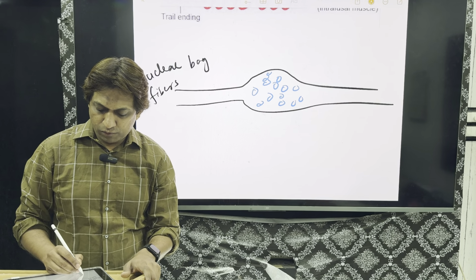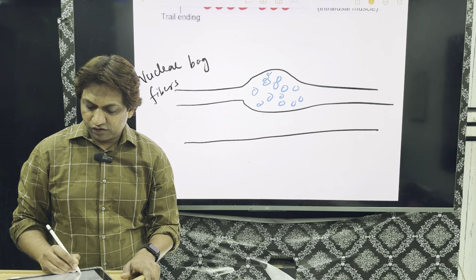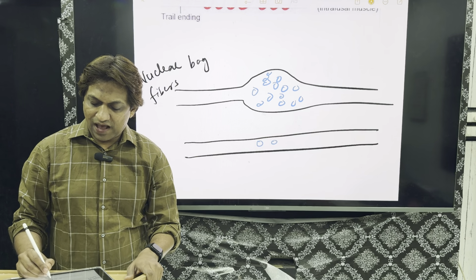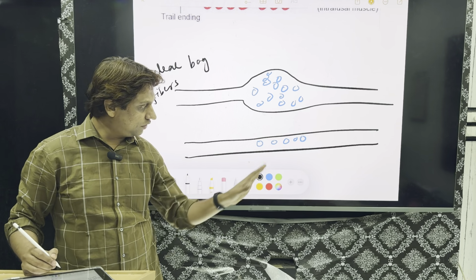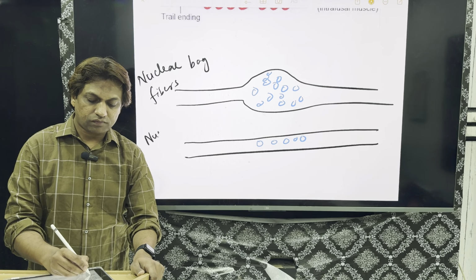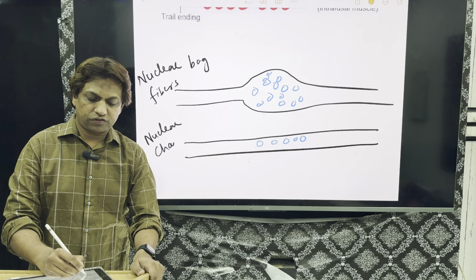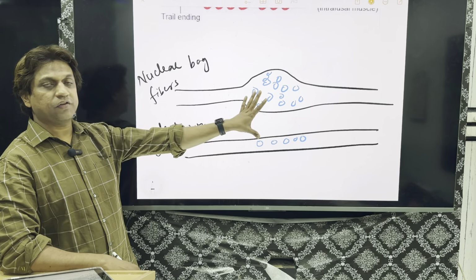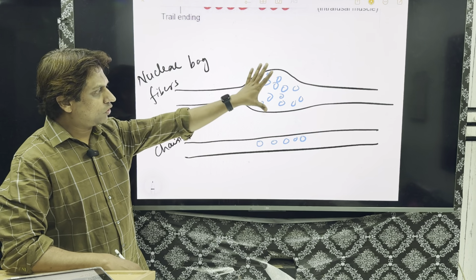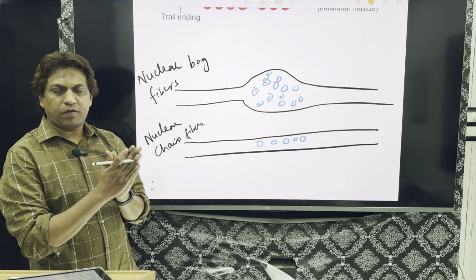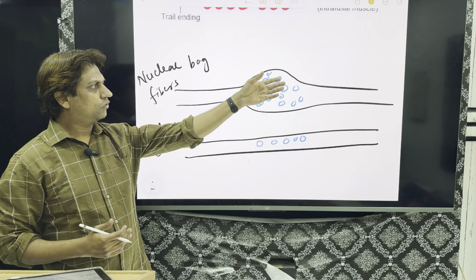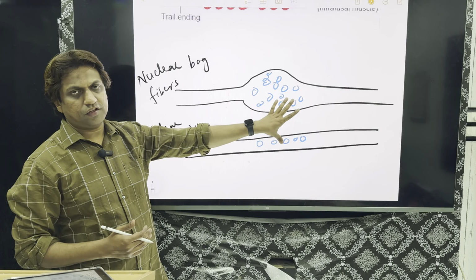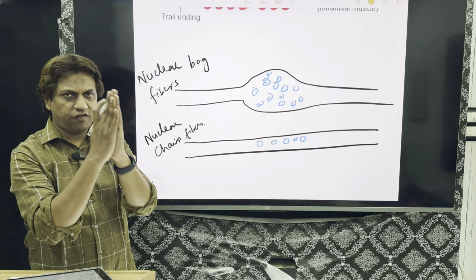Similarly, we have one more set of intrafusal fibers inside the muscle spindle, known as nuclear chain fibers. Very simple structure, just concentrate here: nuclear chain fibers. So there are two types of intrafusal fibers in the muscle spindle, nuclear bag fibers and nuclear chain fibers. Totally around 3 to 12 such intrafusal fibers are present in one muscle spindle, and this combination of nuclear bag and nuclear chain fibers forms the muscle spindle.